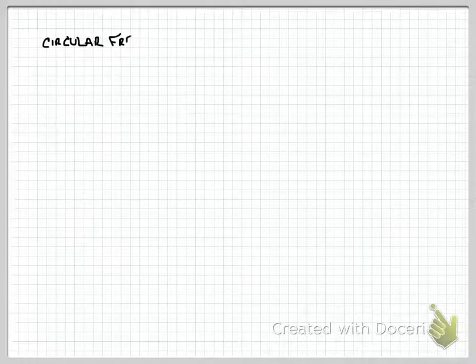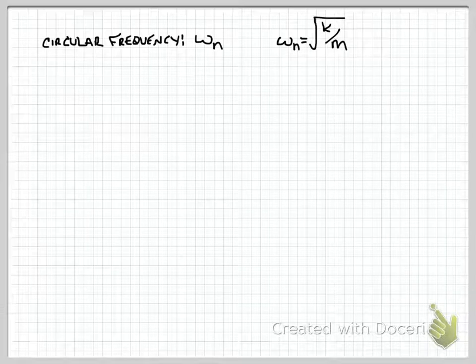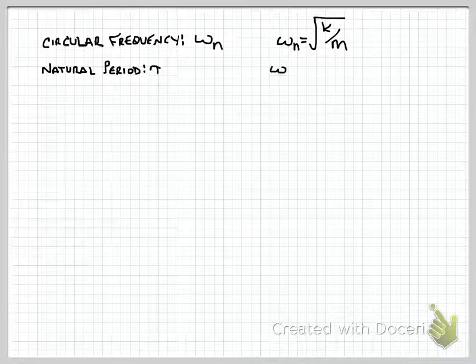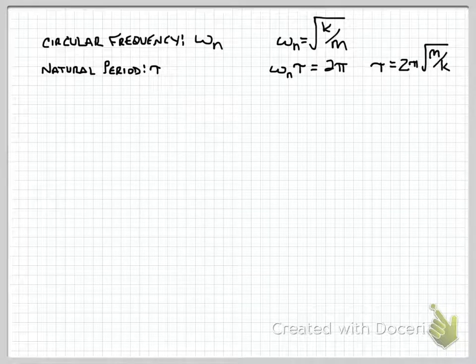So a couple definitions we can look at. Omega n is technically called the circular frequency, or the natural circular frequency, and that's calculated as the square root of k over m. There's also a period that we could look at, the natural period tau, which is found from omega n and 2 pi. Basically, the period is equal to 2 pi times the inverse of the natural circular frequency.